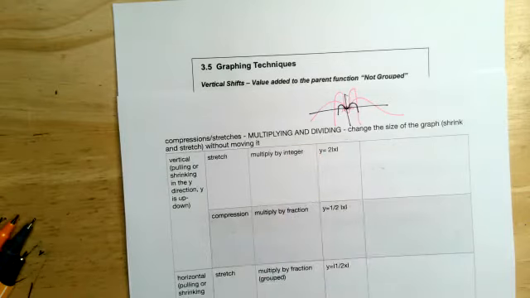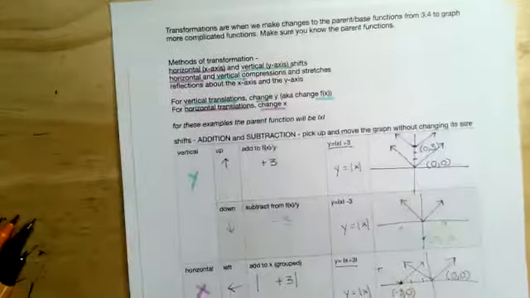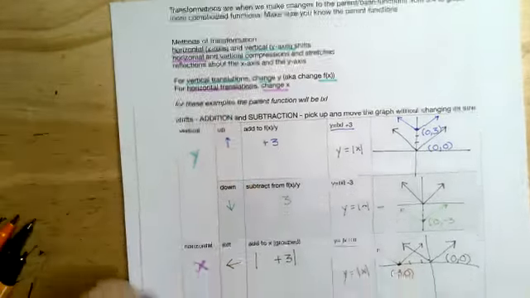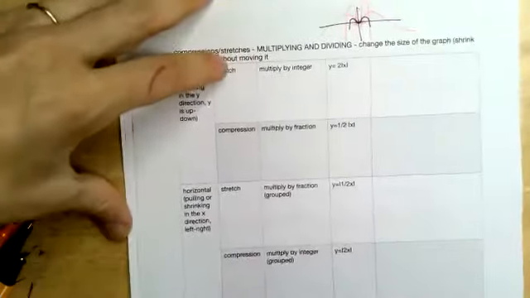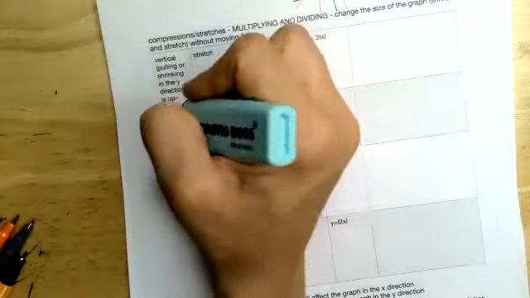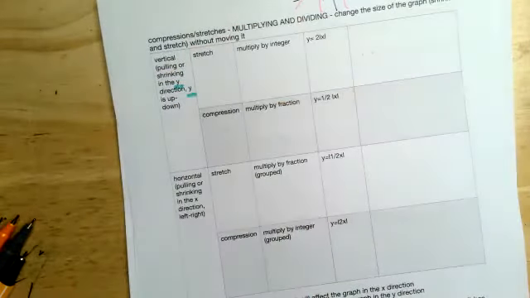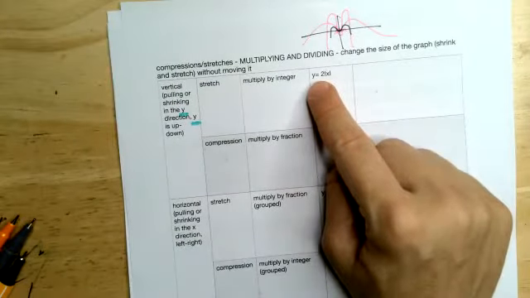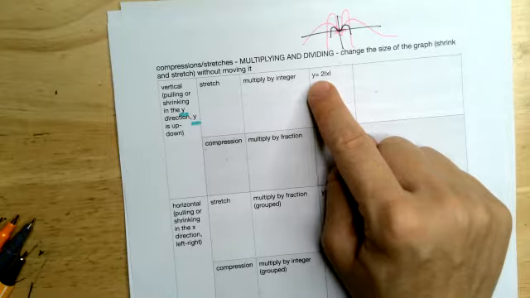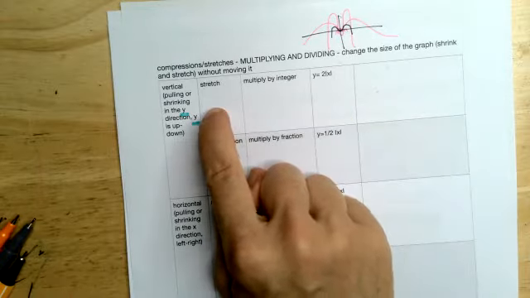So here, we were just adding or subtracting. The difference is whether it's inside or outside the grouping symbols. Here we're multiplying it. So here, vertical still means y, right? Vertical still means y. Pulling or shrinking in the y direction. So multiplying by a number outside the grouping symbols means we're going to stretch it. Okay.